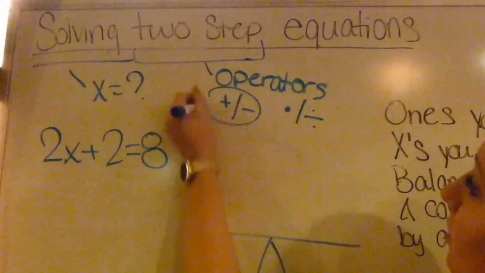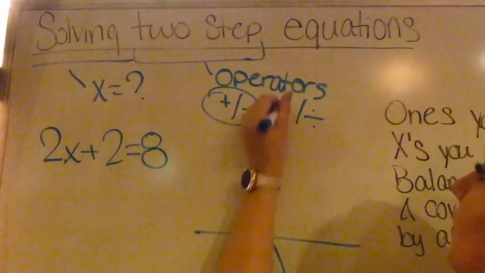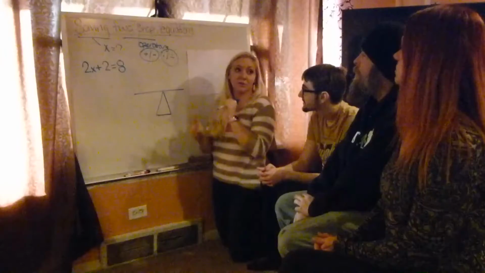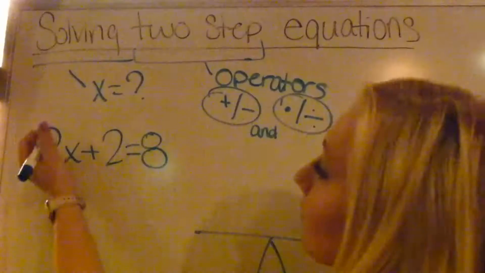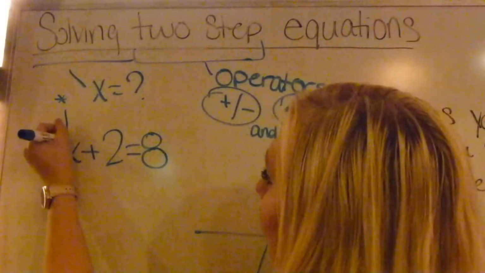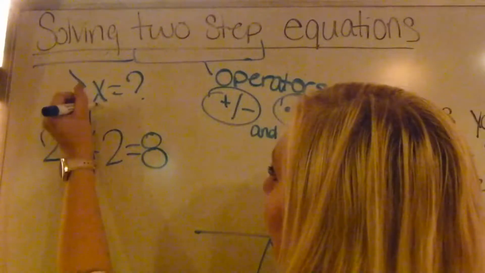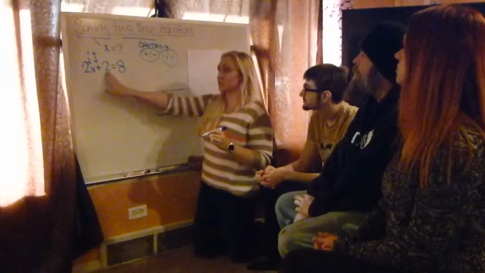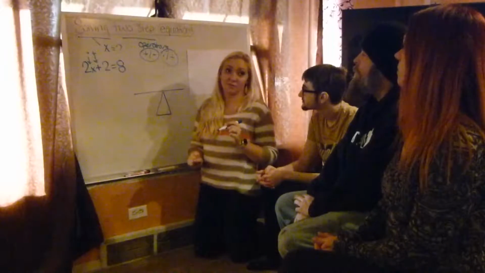So in this example, you have to have one of these and you have to have one of these in order for it to be two steps. So here, we've got our multiplication, 2 times x, and then we've also got our addition right there, which is the 2x plus the 2. So that's how we know that we're going to be doing two steps.